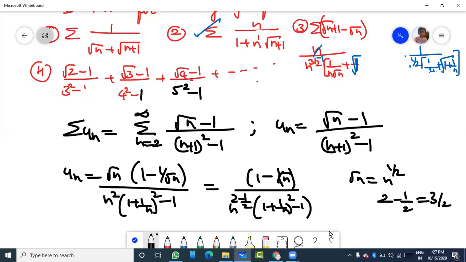Vn is convergent, then Un is also convergent.